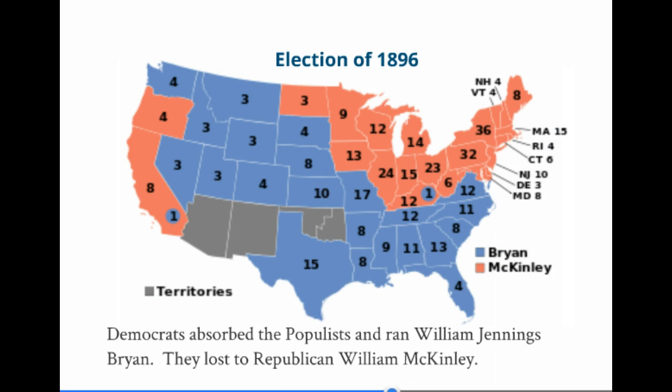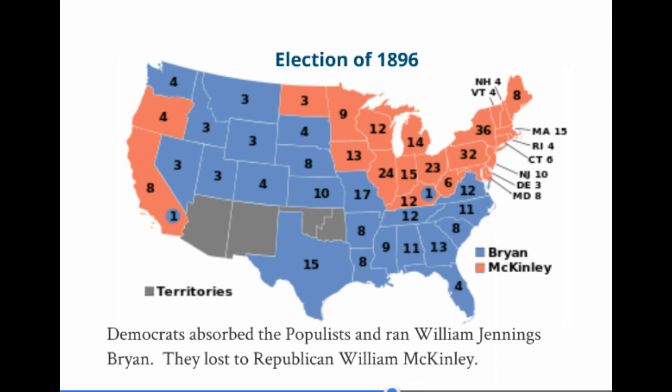The Democratic Party is going to absorb the populist ideals in the election of 1896, and the Democrats are going to run populist candidate William Jennings Bryan for president in the 1896 election. He's not going to win, but you can see here the blue states are the states that Bryan won, and they are largely the poorer southern states and the poorer farm states.